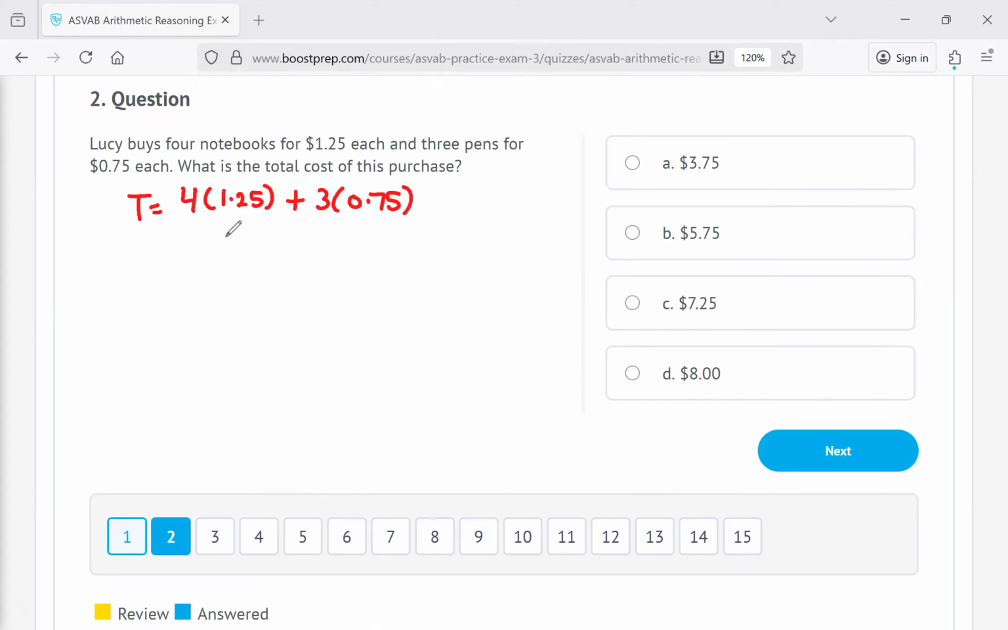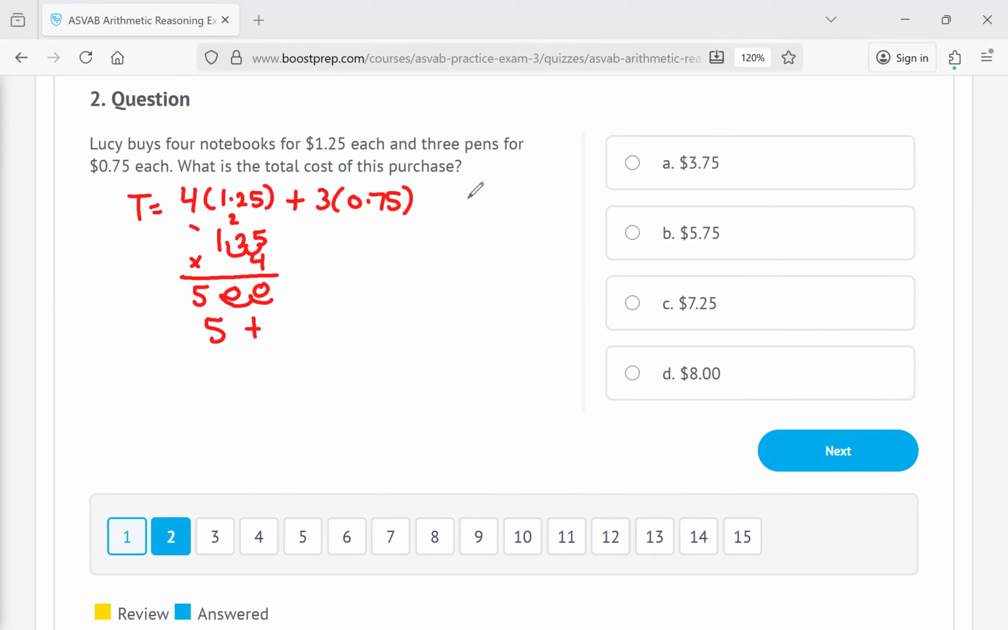So what is 4 times 1.25? So it'd be 1.25 times 4. What's 5 times 4? 20. Carry the 2. What's 4 times 2? 8, plus 2 is 10. Carry the 1. What's 4 times 1? 4, plus 1, that's 5. Count how many decimal places there are: 1, 2. So there's 2. Move it 2 places up. It's going to be $5.